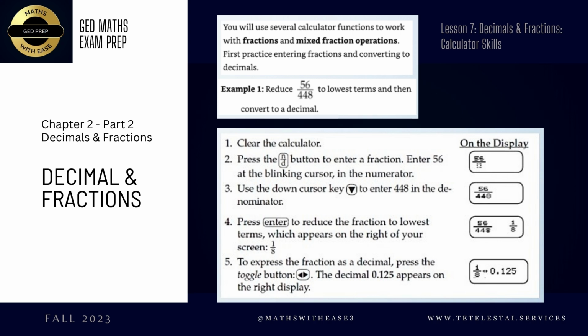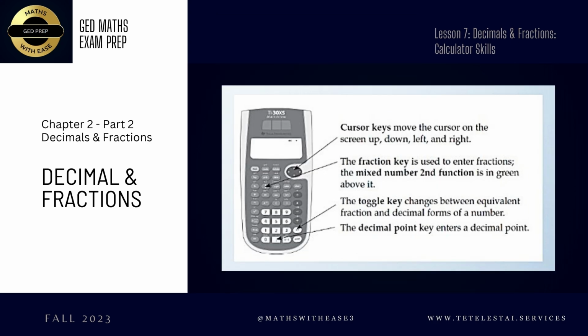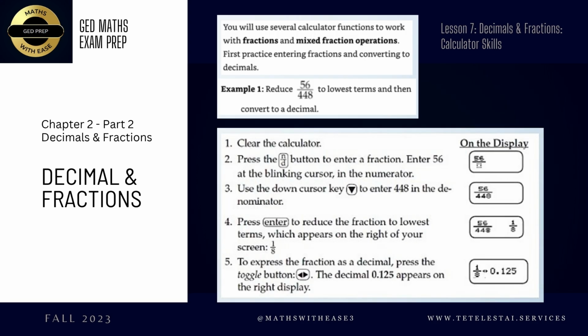And then you want to use the cursor keys, which are right here. So you would start by pressing the fraction button, which is right here. And then you would see that the cursor is blinking on the side. You would enter 56, and then you would use the cursor key to press the down arrow right here. And then you would enter 448.